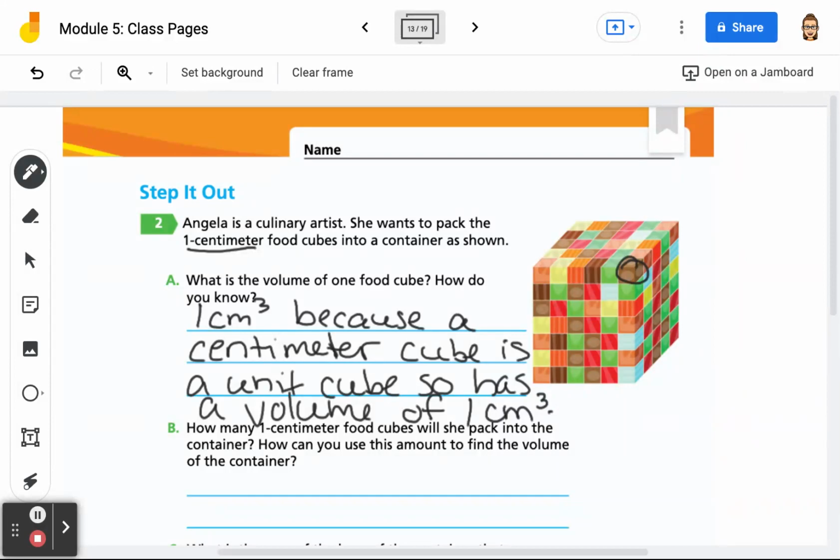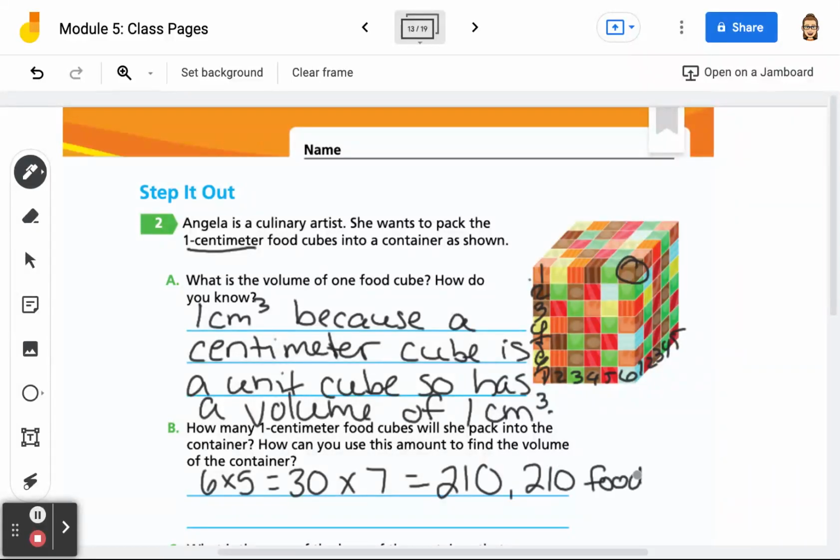Then it says, how many 1 centimeter food cubes will she pack into the container? How can you use this amount to find the volume of the container? Well, if we look, she has 1, 2, 3, 4, 5, 6 across. 1, 2, 3, 4, 5 back. So we're going to start with 6 times 5, which equals 30. And then 1, 2, 3, 4, 5, 6, 7. So 7 times 3 is 21. Then we add the 0. So we get 210 food cubes.